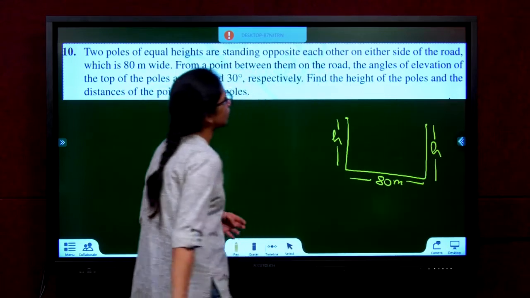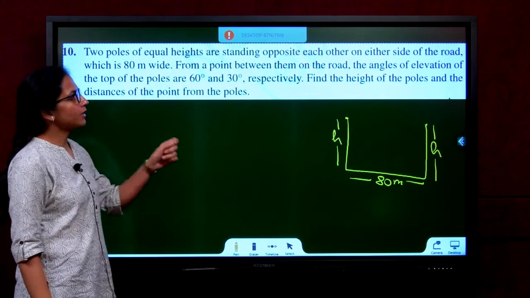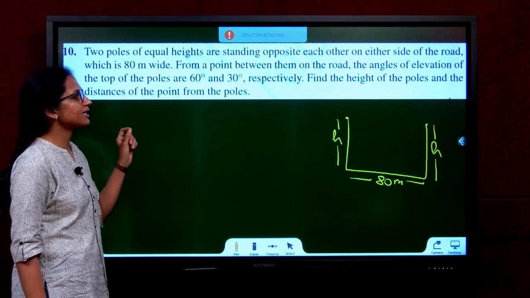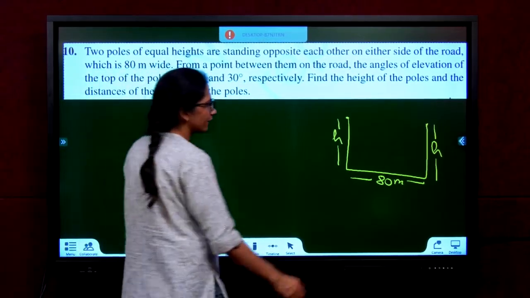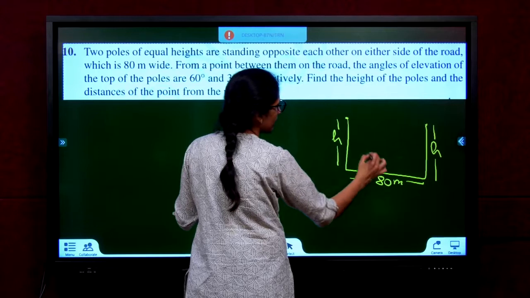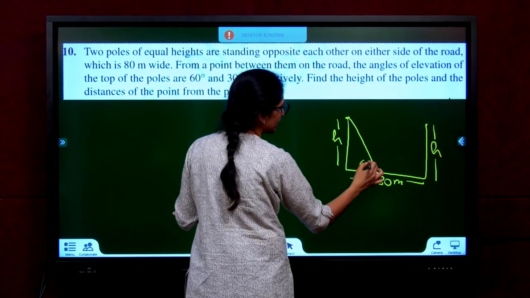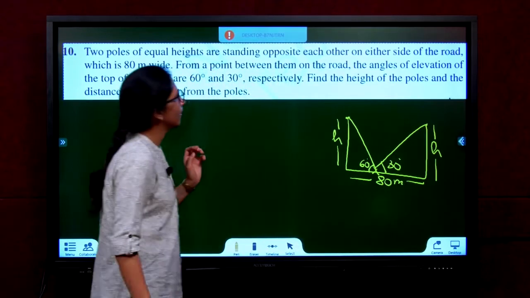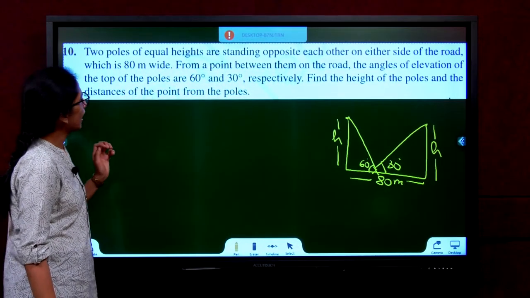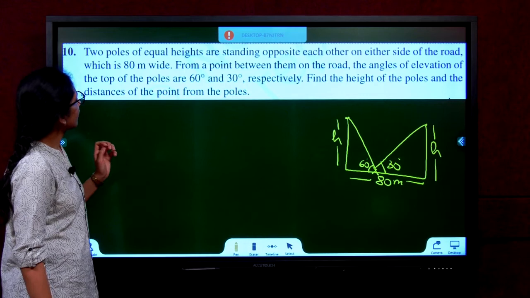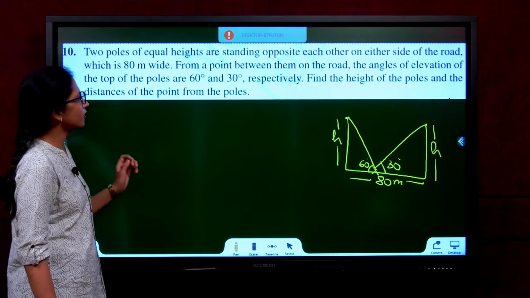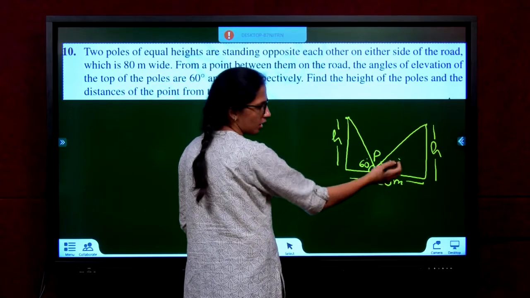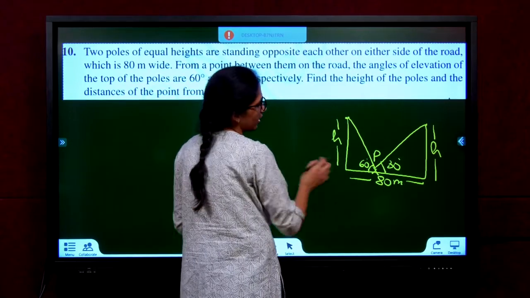This is also h. From a point between them on the road, the angles of elevation of the top of the poles are 60 degree and 30 degree respectively. Let's say there's a point here. This angle of elevation is 60 degree and this angle of elevation is 30 degree. Find the height of the poles and distances of the point from the pole.